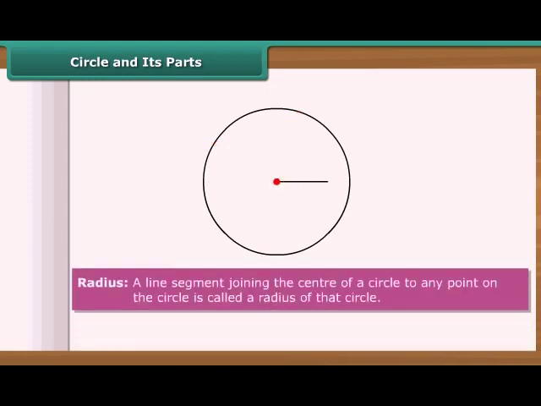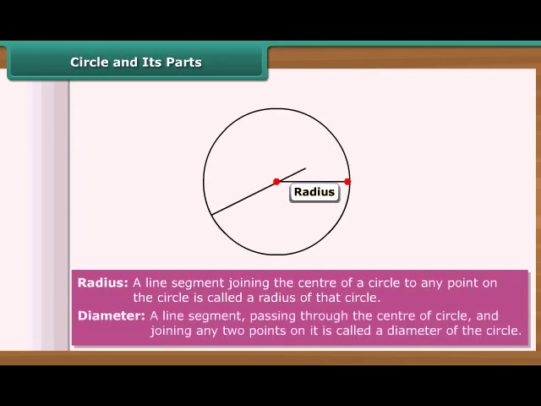Let us study one more shape. This is a circle. It is a simple closed curve which is not a polygon. Every point on a circle is at an equal distance from the center. A line segment joining the center of a circle to any point on the circle is called a radius of that circle. And a line segment passing through the center of a circle and joining any 2 points on it is called a diameter of that circle.